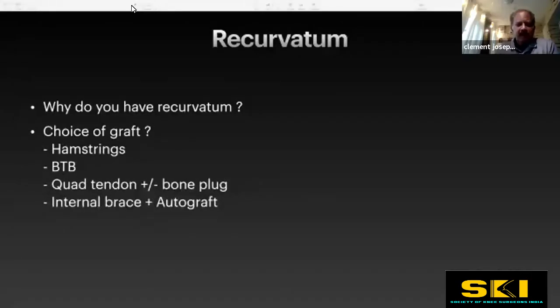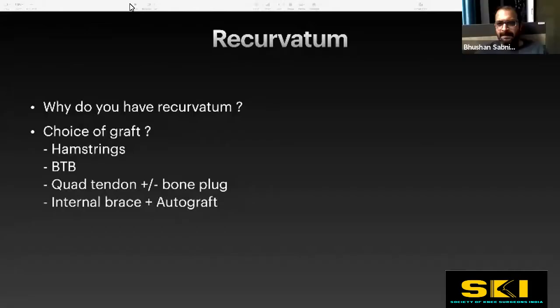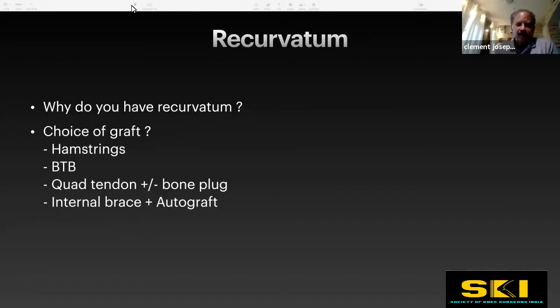Clement? Yeah, I would prefer hamstrings, but without internal brace. I don't want to make the knee stiff. We have to give them back the original recurvatum. Otherwise, you may end up with an unhappy patient. So I prefer a hamstring. Are you not concerned that if you give them back hyperextension, they will re-tear their ACL one more time?